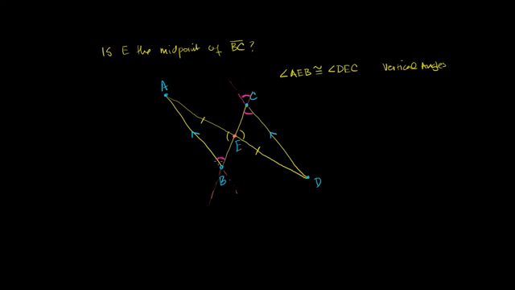But either way, angle ABE, let me be careful, angle ABE is going to be congruent to angle DCE. It's congruent to angle DCE. And we could say that because they are alternate interior angles. I'll just write a little code here: alt interior angles.